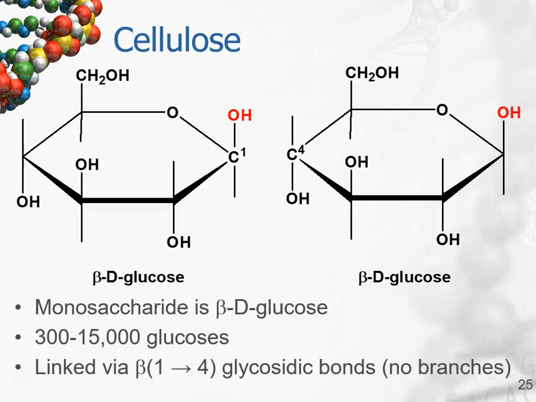So let's talk about cellulose first. For cellulose, the monosaccharide is beta-D-glucose. You have somewhere between 300 and 15,000 glucoses, and they're all beta-D-glucoses. And the bond is a beta-1,4. I drew two betas next to each other right here, but they're obviously not going to be able to form a bond very easily.